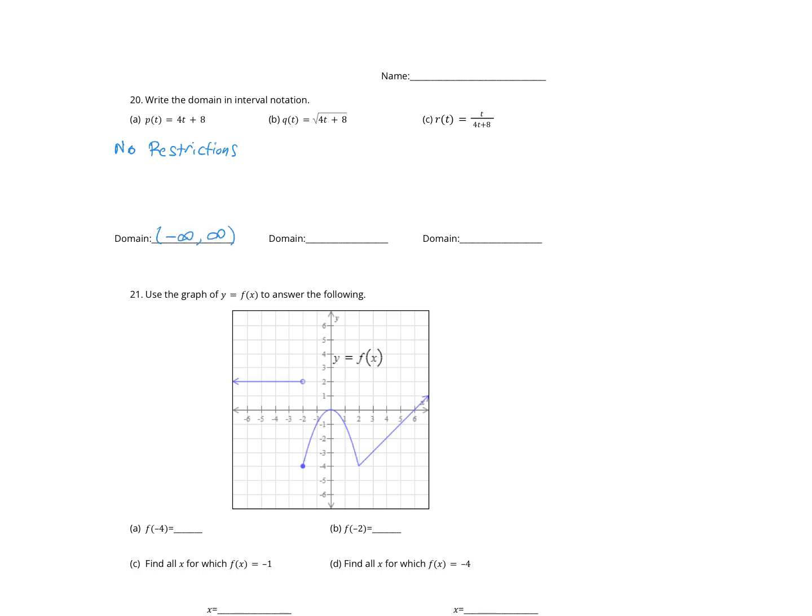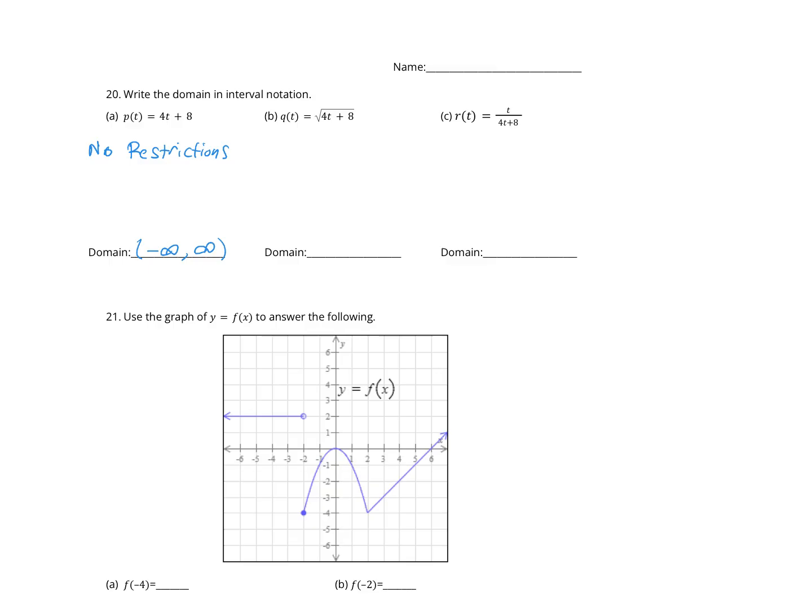There's no restrictions whatsoever. Moving on to the next one, however, you notice that we have a square root. We know that we can only take square roots of things that are greater than or equal to 0. So we're going to set what's inside the square root to be greater than or equal to 0. And then that gives us a little tiny equation to solve.